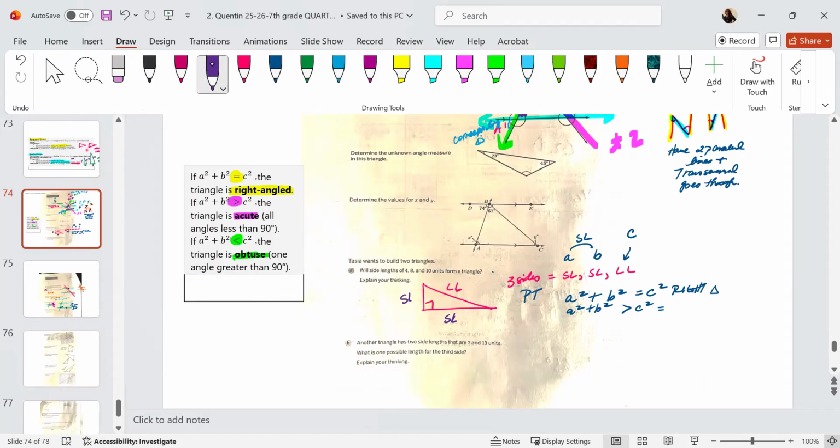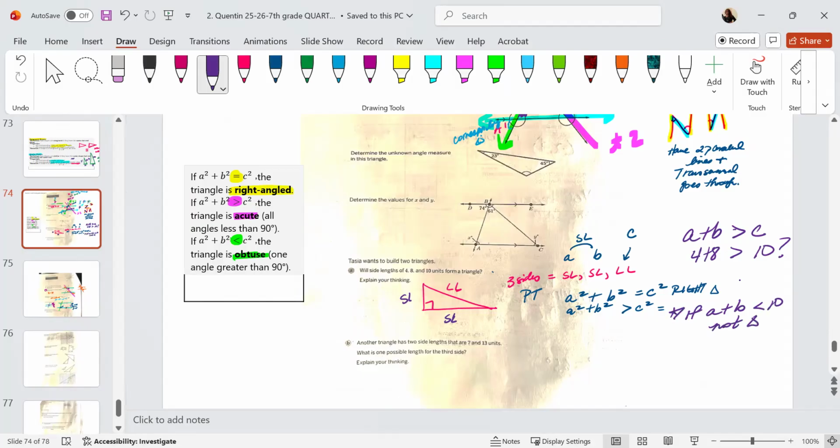Actually, strike that. Don't worry about this. Oh, you know what? This is the easy one. I think it's a triangle if 4 plus 8, the two shorter sides, is bigger than 10, or C, correct? Yeah. So is 4 plus 8 bigger than 10? Yeah, so then you can say yes, it is. If it's smaller than 10, it is not a triangle.